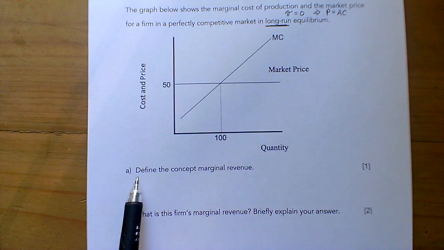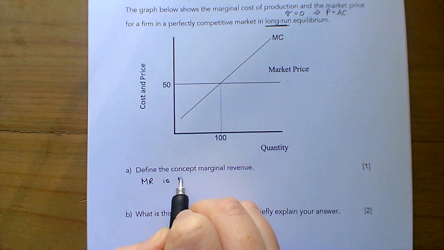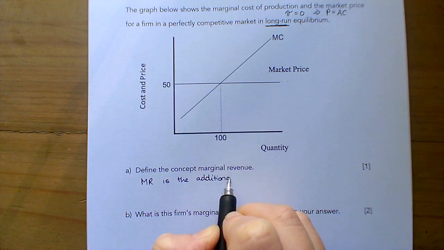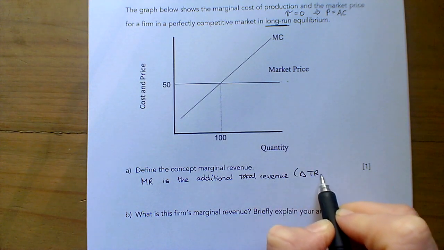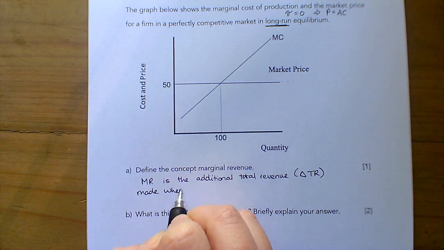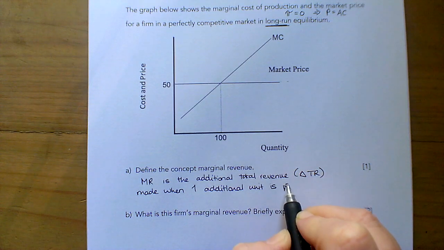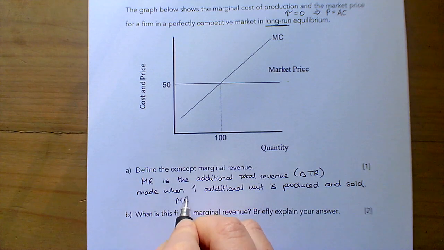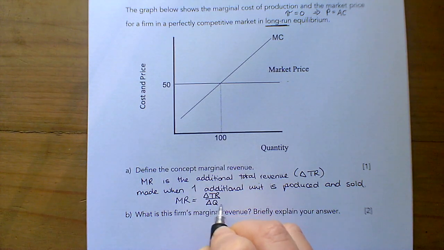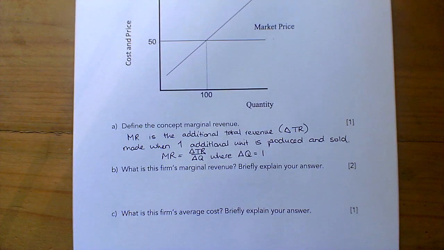Question A asks us to define the concept of marginal revenue. So what is marginal revenue? Marginal revenue is the additional total revenue made, so the change in total revenue, when one additional unit is produced and sold. So if we had to put this into mathematical terms, MR is the change in TR over the change in Q, where the change in Q is typically 1. So that is marginal revenue.